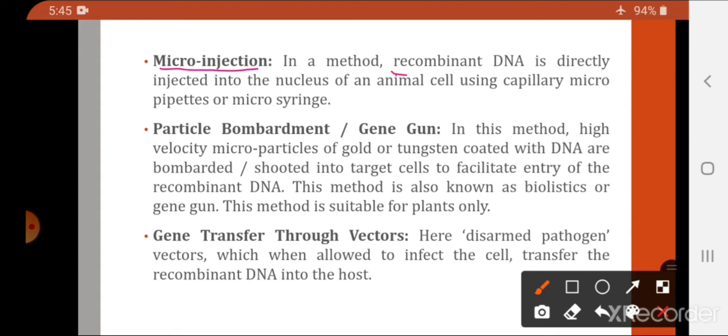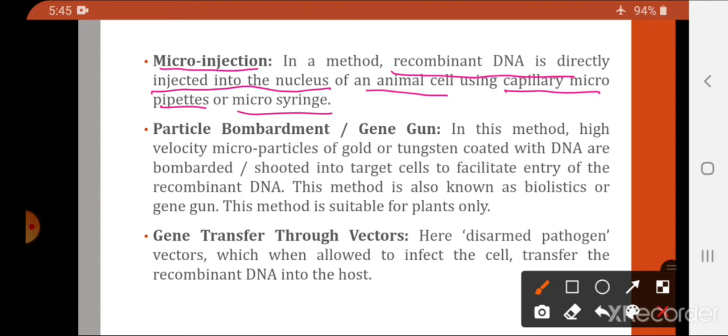In this method, the recombinant DNA is directly injected into the nucleus of an animal cell using the capillary micropipettes or microsyringe. So with the help of micropipette or microsyringe, directly the recombinant DNA will be injected into the nucleus of the animal cell. यानी यहाँ पे host cell कौन सा है? Animal cell. So क्या करना है कि recombinant DNA का जो भी है उसे माइक्रोपिपेट या माइक्रोसिरिंज से डायरेक्टली कहाँ पे इंजेक्ट करेंगे? into the nucleus of the animal cell.